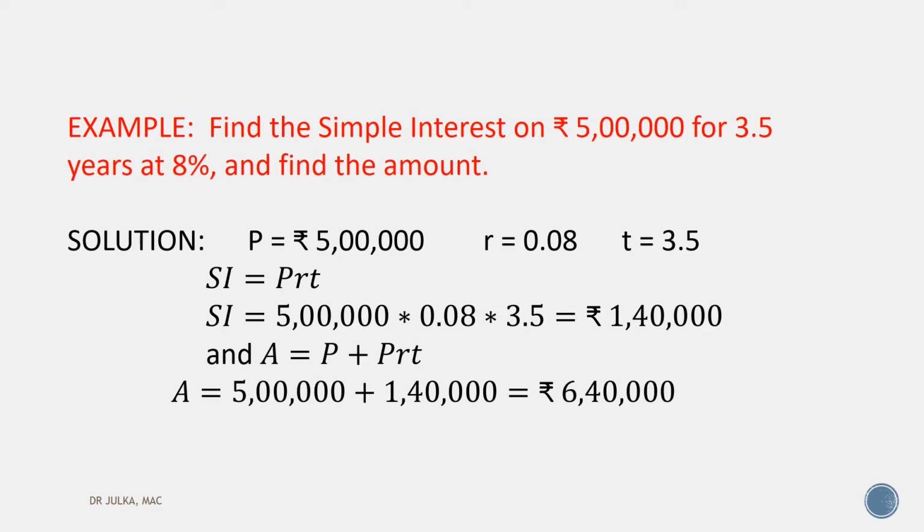And we know that amount equals principal plus simple interest. In this question, simple interest is 1,40,000 and the principal is 5 lakh. By adding these two, we will get an amount of rupees 6,40,000.